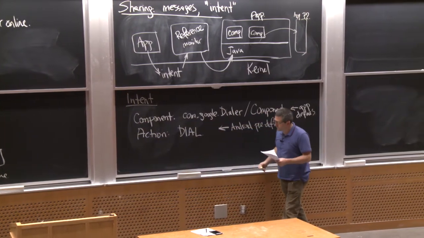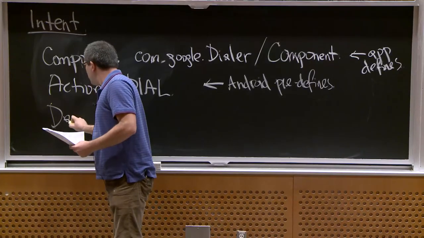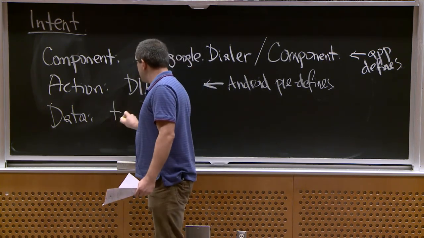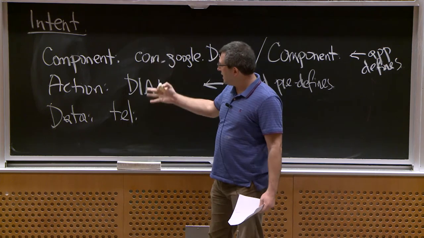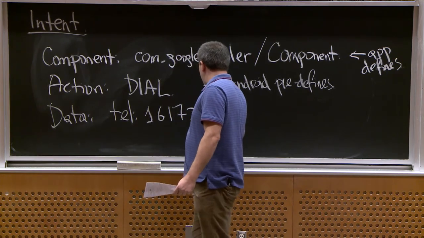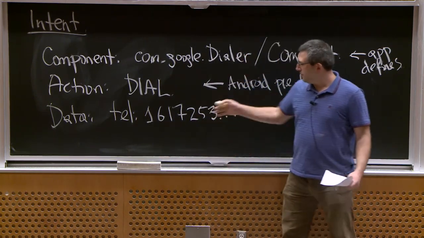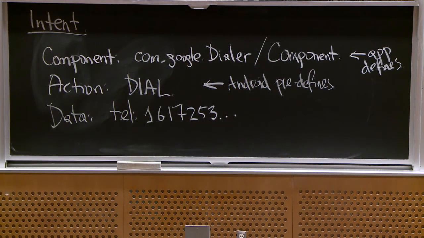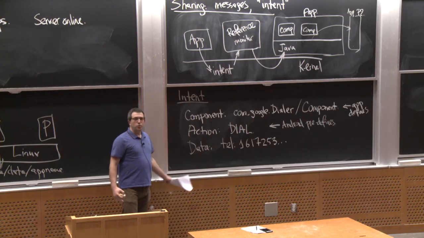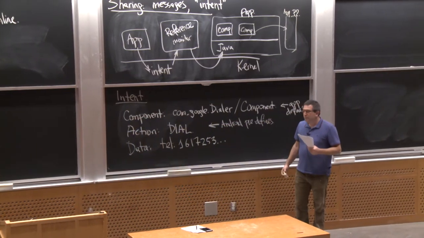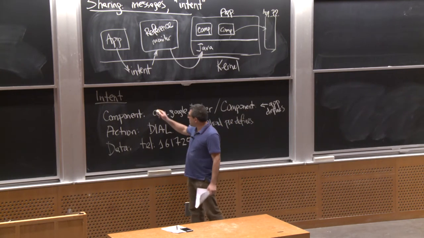And then there's a data field for each intent, and this is a URL-like thing that tells you what you want to do with this intent, some payload. For example, if you want to make a phone call, you could have 617-253 something. That could be the phone number that you want to call, and this is how you make a phone call in Android to a given number. You send an intent to the dialer application with a well-known action, and here's who you want to call. Make sense?